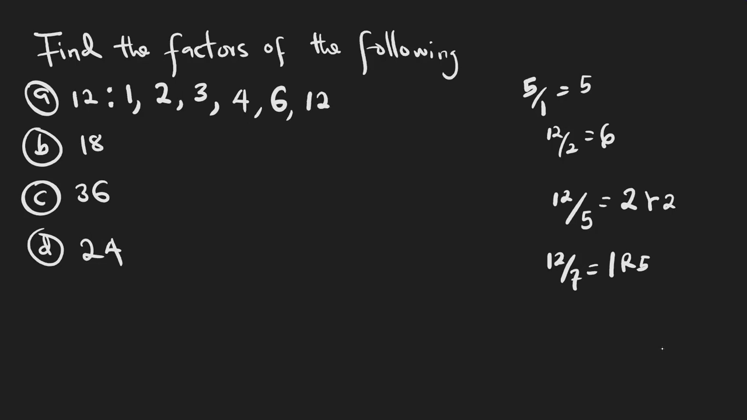Let me explain, because 12 divided by 12: I have 12 oranges divided among 12 people. Each of them will have 1 orange. Is that not so? So that means 12 is also a factor of 12.